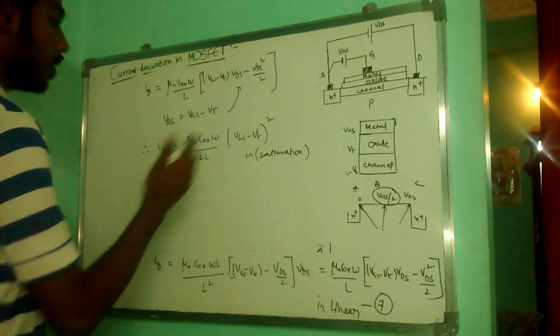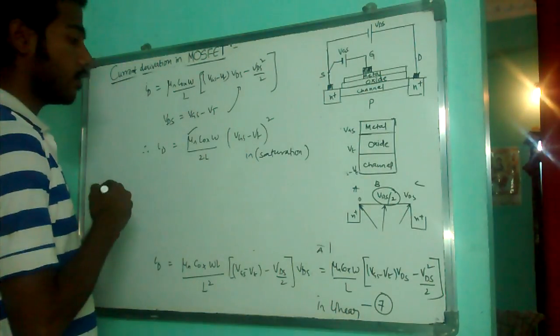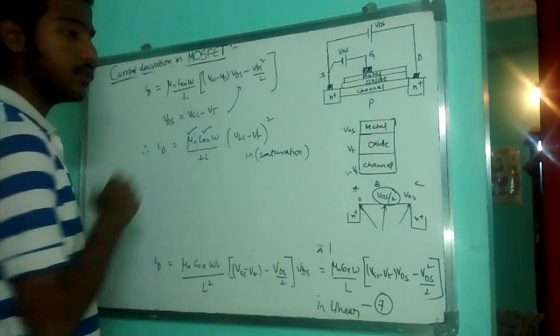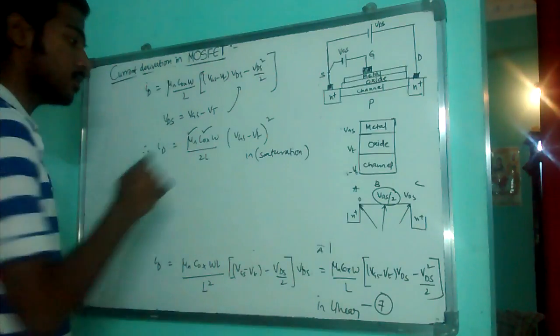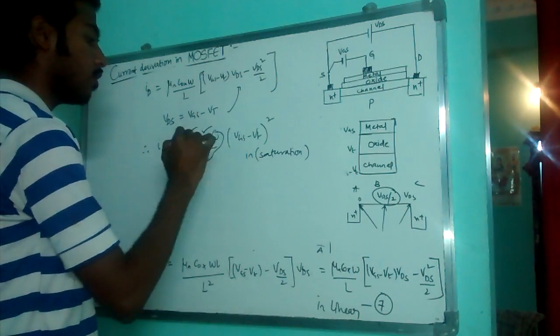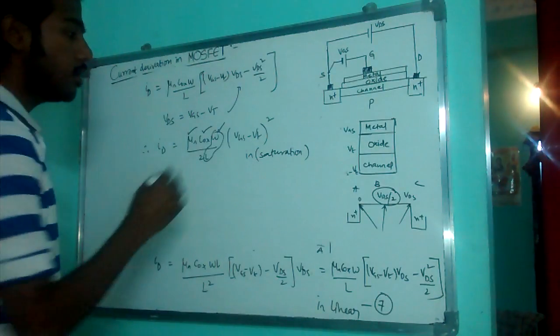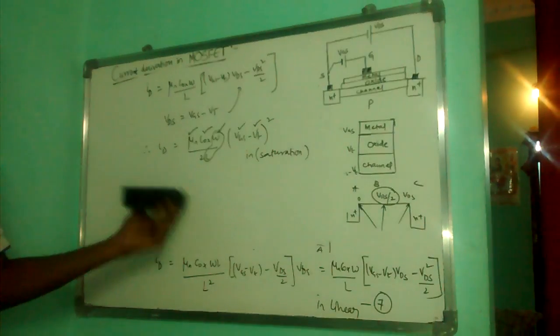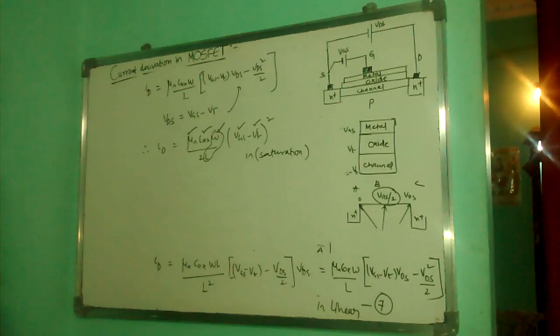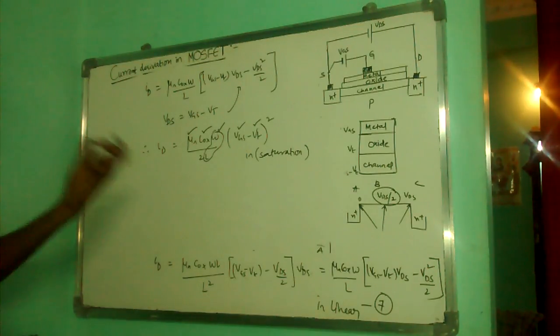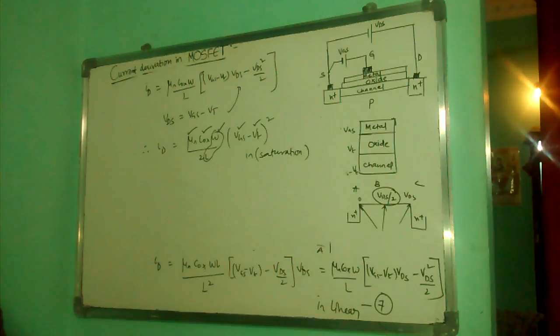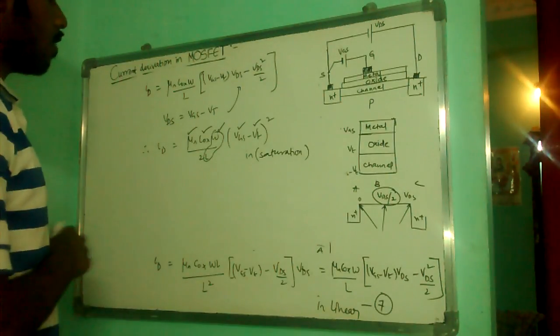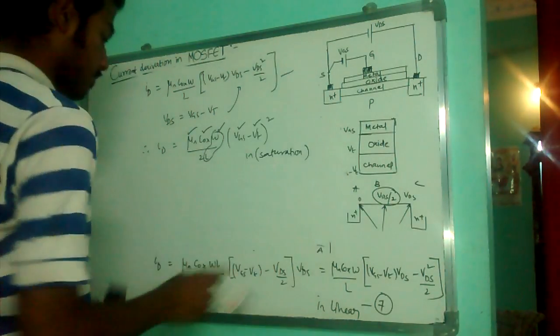Now here, mu n will be given. Cox is the oxide capacitance, a constant. W by L is a constant, the aspect ratio. VGS and VT will be given. Now finding ID will be very easy. Now let us consider a small example to check in which region the MOSFET is operating. We have got these two equations.